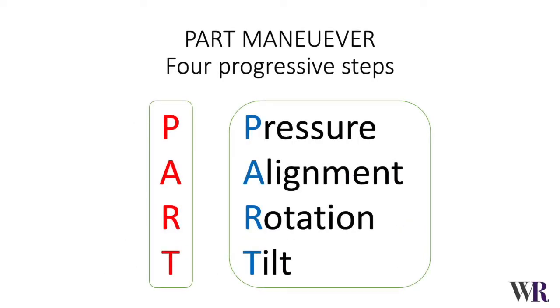The PART maneuver is a 4 progressive step maneuver that allows visualization of underlying structures and needling better. It consists of 4 steps, including P for pressure, A for alignment, R for rotation, and T for tilt. Let's have a look at some of these.